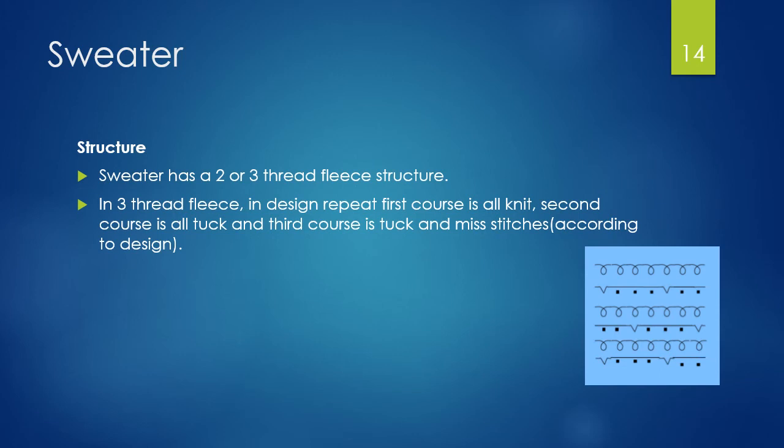This is the picture of the two thread fleece. The first course is all knit and the second course is the alternate of tuck and miss stitches. In three thread fleece, the very first course is all knit and the second course is all tuck. The second course can be all knit again, and the third course is the design course, which contains alternate stitches of tuck and miss. So this structure is used in manufacturing of sweaters.